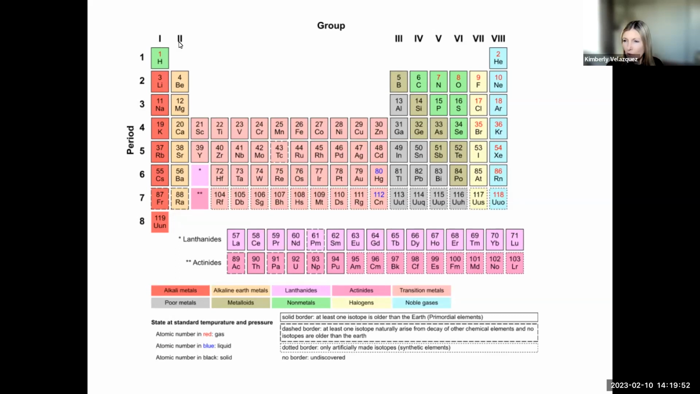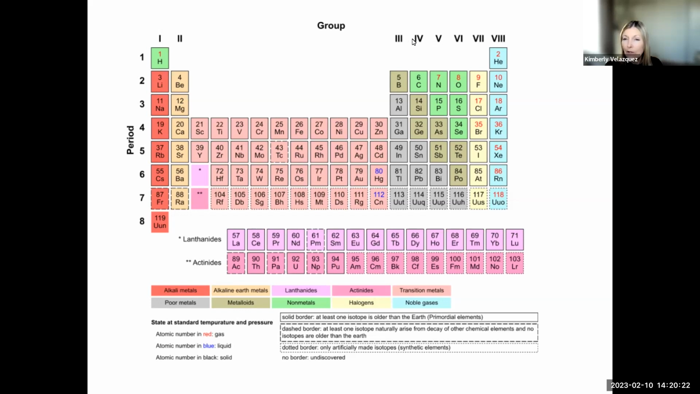Everything in column 2 has 2 valence electrons. So beryllium, magnesium, calcium, and so on have 2 electrons in that valence shell. Skipping over here to the column with boron and aluminum and gallium, everything in this column has 3 electrons in the outer electron shell. If you haven't had Roman numerals in a while, you could think of these just as a normal number. You could write a 1, 2, 3, 4, 5, 6, 7, 8 over these 8 columns.